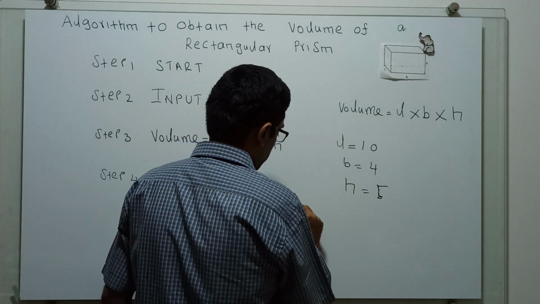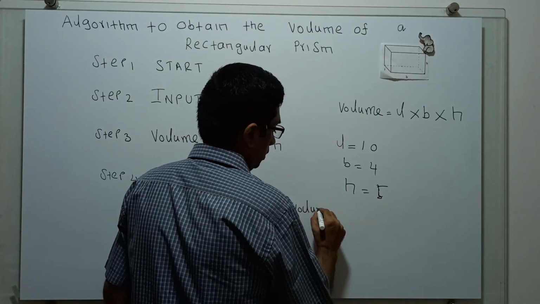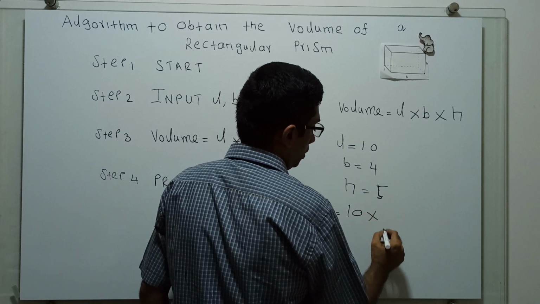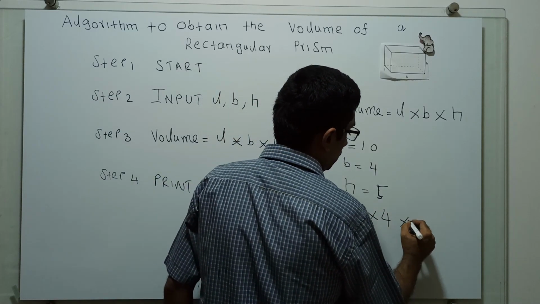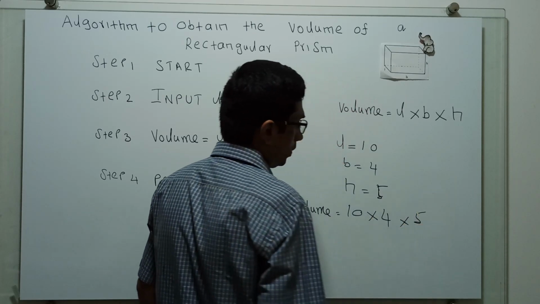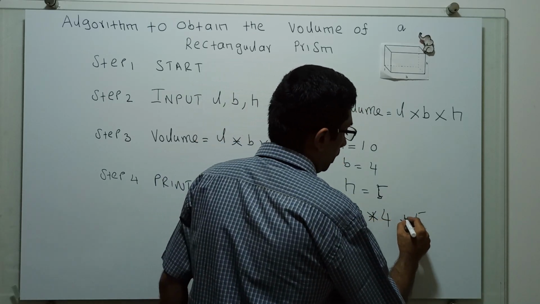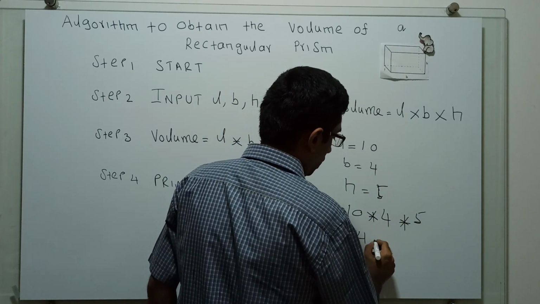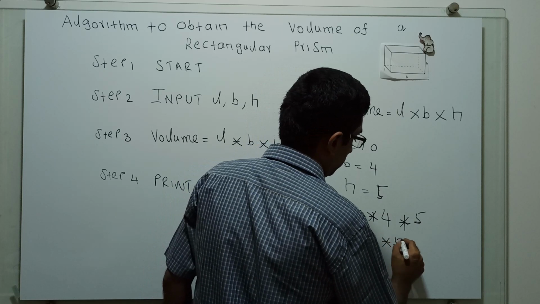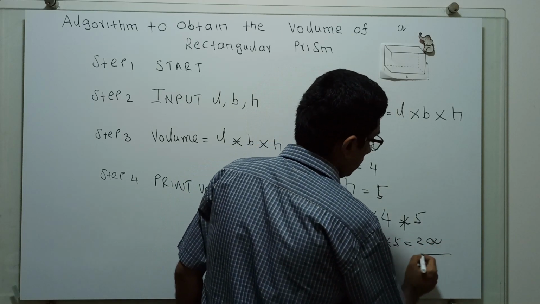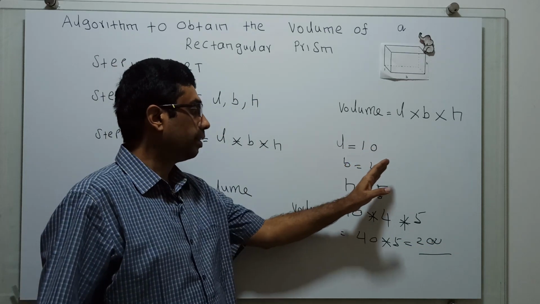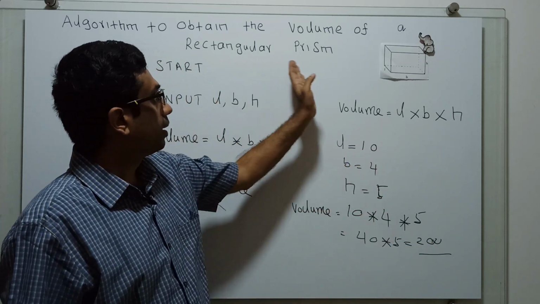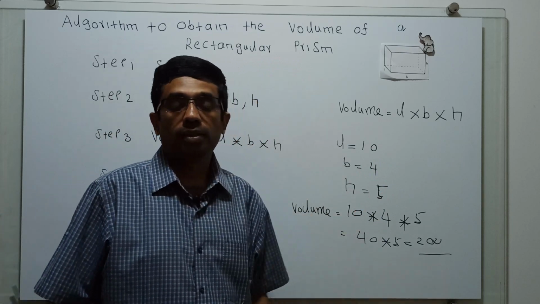So volume equals length into breadth into height. Length multiplied with breadth multiplied with height. This is equal to 10 into 4, 40, 40 into 5, which is equal to 200. When I give length equal to 10, breadth equal to 4, height equal to 5, the volume of the rectangular prism is 200. That's it.